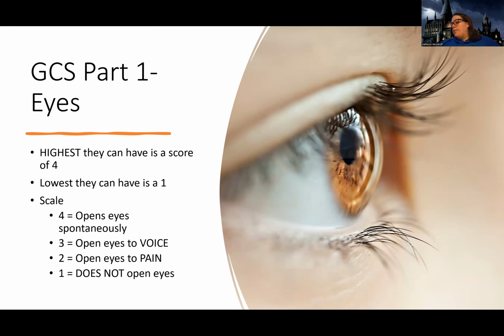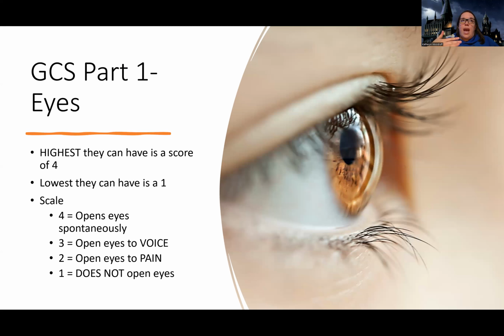The next level is opens eyes to pain. What this would be is, you don't need to go and start doing a sternal rub on them. We always start with the least stimulation first. So I start with a tap on the shoulder. Hey, Mr. Johnson, can you hear me? If that's what they need to open their eyes, then that's going to be a 2 for me. It's requiring more than a voice. It's requiring some more stimuli.